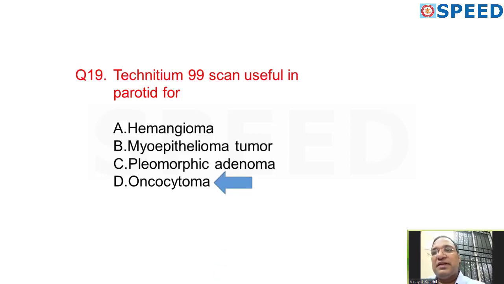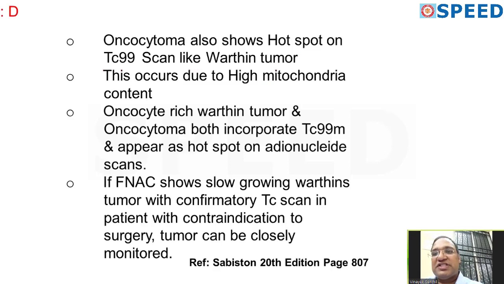Warthin's tumor will show a hotspot on technetium-99 scan because of increased oncocytes. So oncocytes have an uptake of technetium-99, they can show hotspots. So that's how this question was discussed, and definitely it is an easy question to answer. The answer is D. You can see that oncocytoma also shows a hotspot on technetium-99 scan, as does Warthin's tumor. This occurs due to high mitochondrial content. Oncocyte-rich Warthin's tumor and oncocytoma both incorporate technetium-99 and appear as a hotspot.